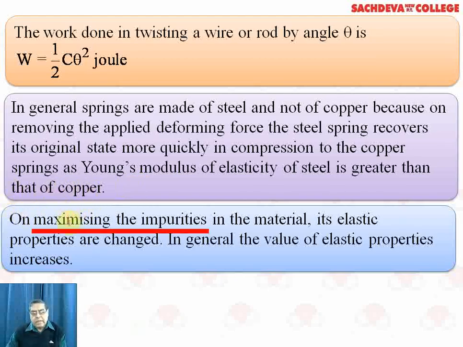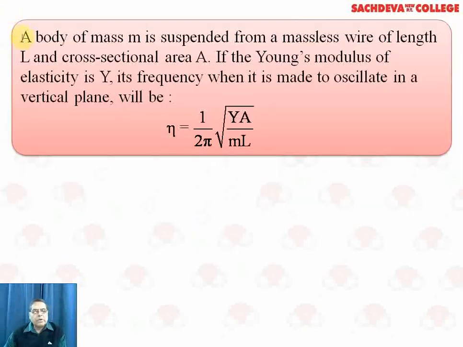On mixing impurities, suppose that we add impurity in a material to be elongated, it means those impurities will also have certain atoms. So on mixing impurities in a material, its elastic properties are changed. In general, the value of elastic properties increases.